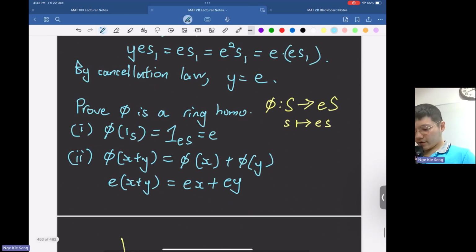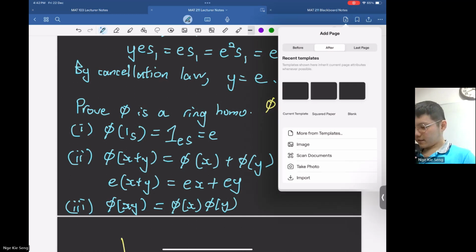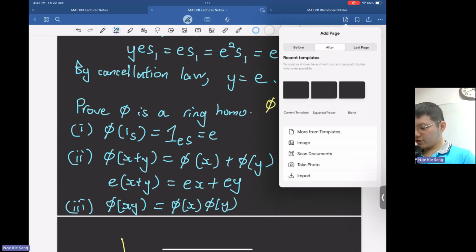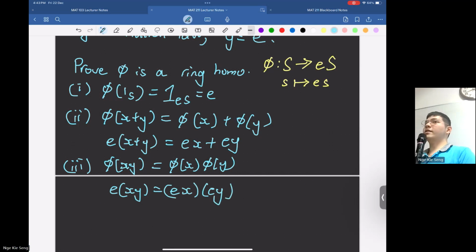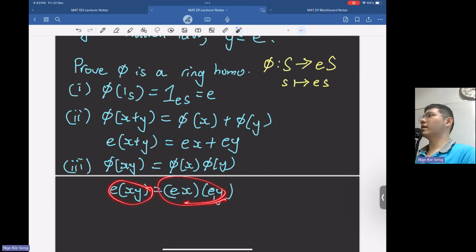Okay, how about the third one? Phi of xy equals phi x times phi y. Okay. So this is equivalent to checking what? E times xy equals Ex times Ey. But there are 2 E's on the right-hand side, right? There are 2 E's on the right-hand side, but there's only 1 E on the left-hand side. Can you create an extra E?